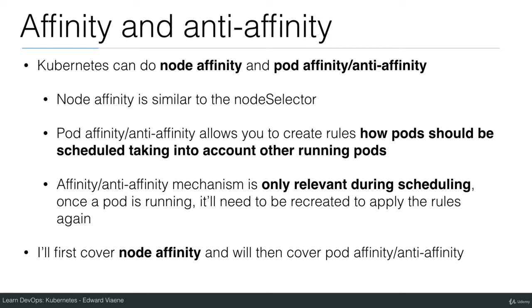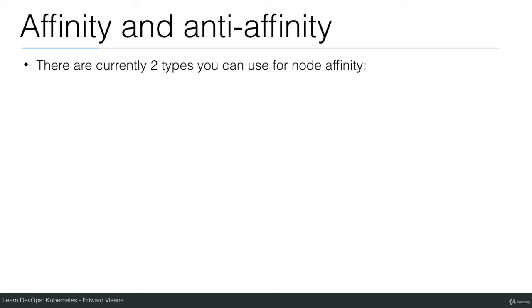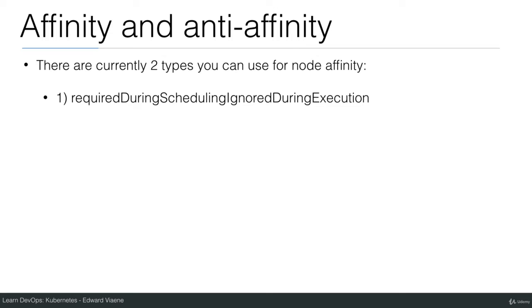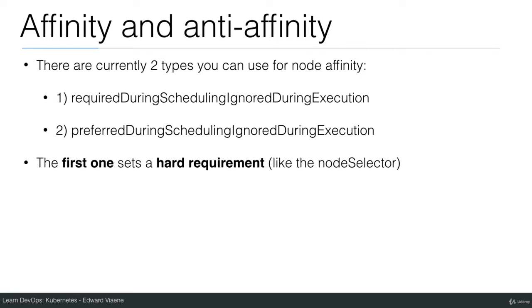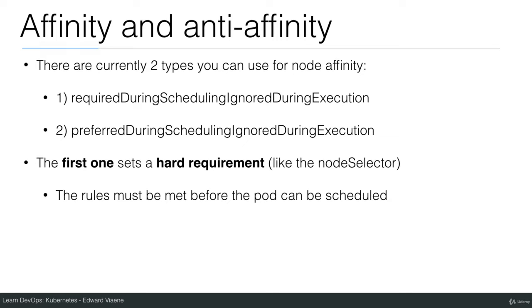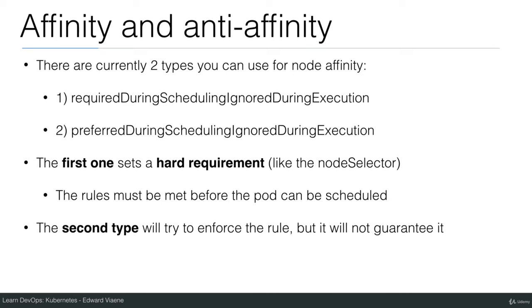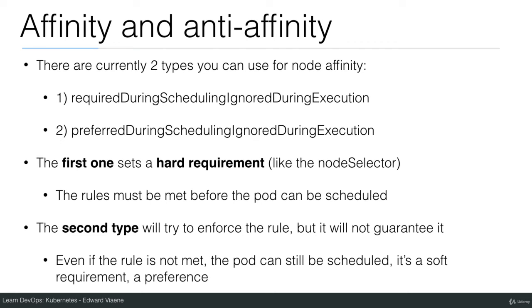I will first cover node affinity and will then cover pod affinity and anti-affinity. There are currently 2 types you can use for node affinity. The requiredDuringSchedulingIgnoredDuringExecution, and the preferredDuringSchedulingIgnoredDuringExecution. The first one sets a hard requirement, like the node selector. The rules must be met before the pod can be scheduled. The second type will try to enforce the rule, but it will not guarantee it. Even if the rule is not met, the pod can still be scheduled. It's a soft requirement. It's a preference in this case.